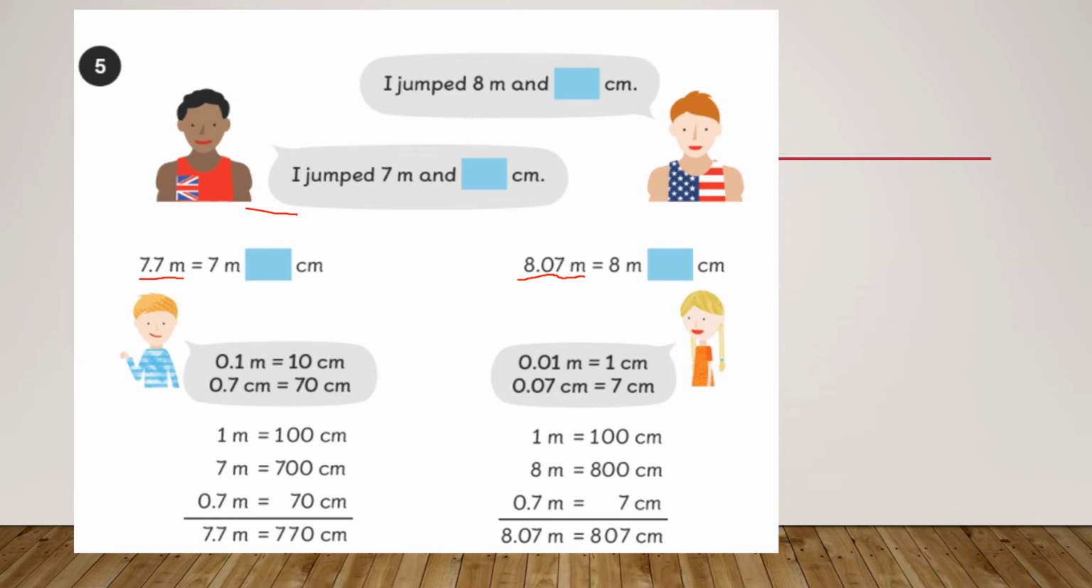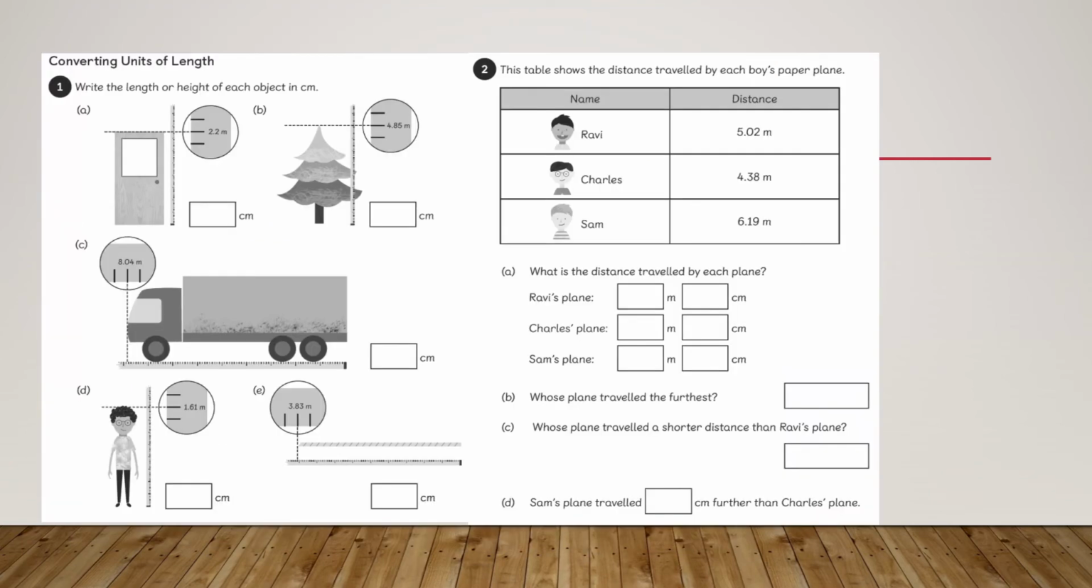We remember 0.1 metres equals 10 centimetres and 0.7 equals 70 centimetres. So the total amount of centimetres is 770 centimetres. So this one, it would be 7 metres and 70 centimetres. This one here, we know that 0.01 equals 1 centimetre. So 0.07 equals 7 centimetres. So it's 8 metres and 7 centimetres. So these will be Miss Slater's class's task for today.